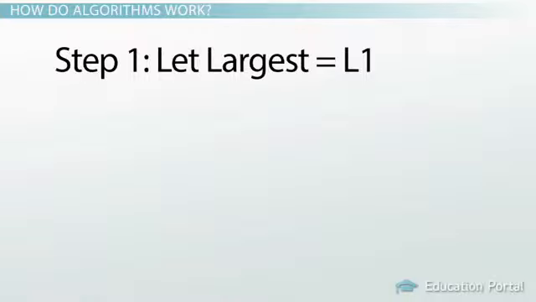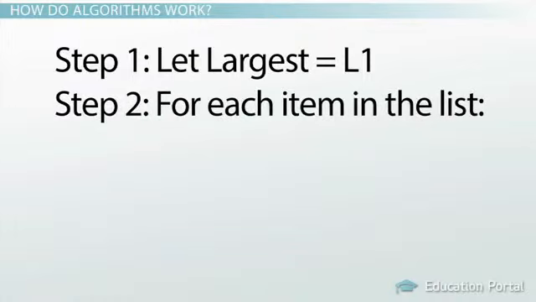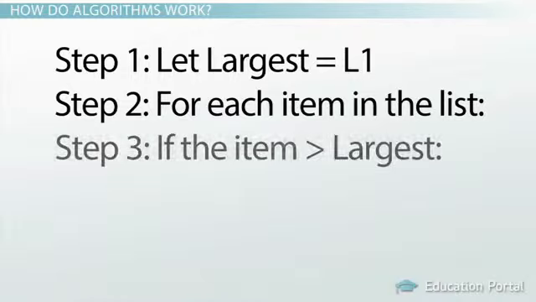Step 1. Let largest equal L1. This means you start by assuming that the first number is the largest number. Step 2. For each item in the list. This means you will go through the list of numbers one by one. Step 3. If the item is greater than the largest. If you find a new largest number, move to step 4. If not, go back to step 2, which means you move on to the next number in the list.